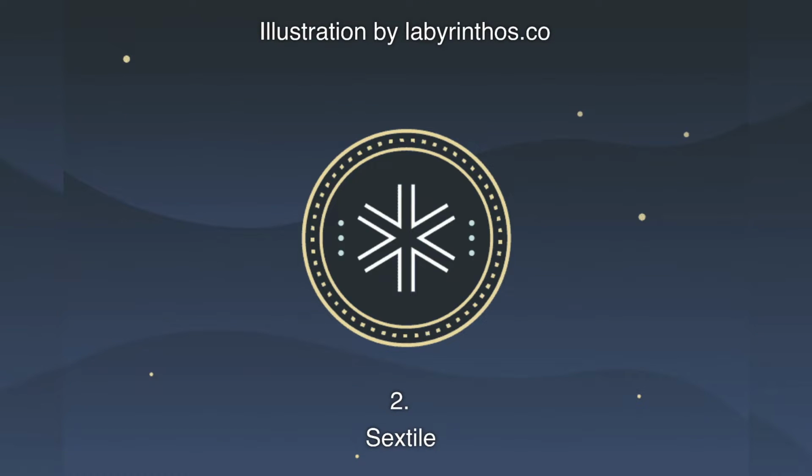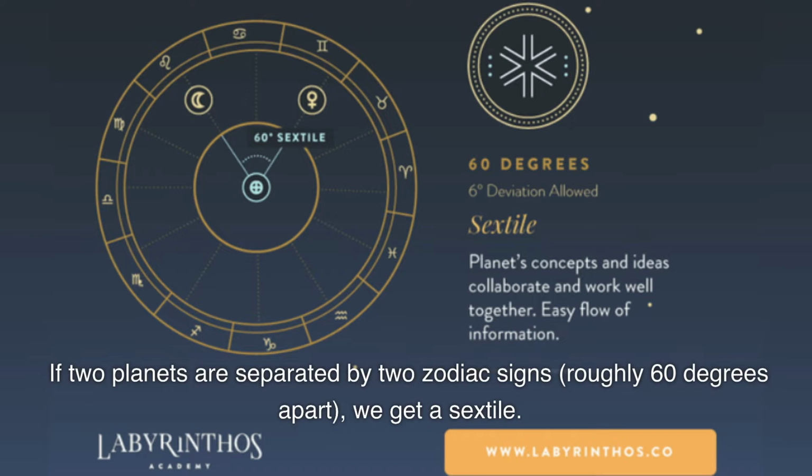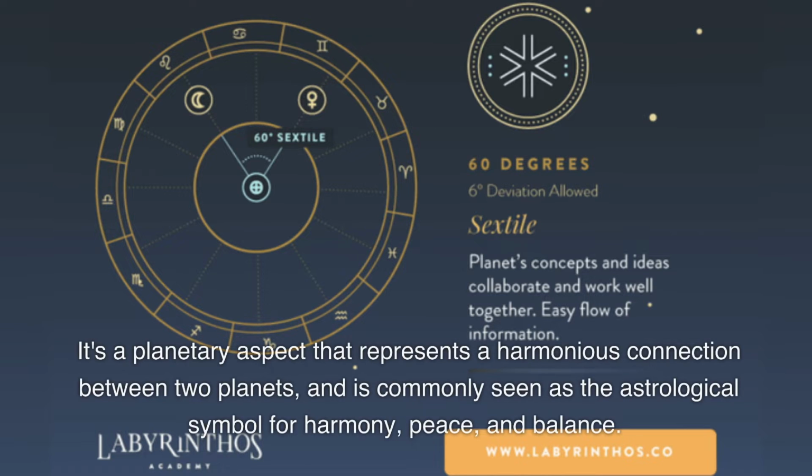Number 2, sextile. If two planets are separated by two zodiac signs, roughly 60 degrees apart, we get a sextile. Since these planets are in compatible elements, earth and water or fire and air, they support one another and flow easily. It's a planetary aspect that represents a harmonious connection between two planets and is commonly seen as the astrological symbol for harmony, peace, and balance.